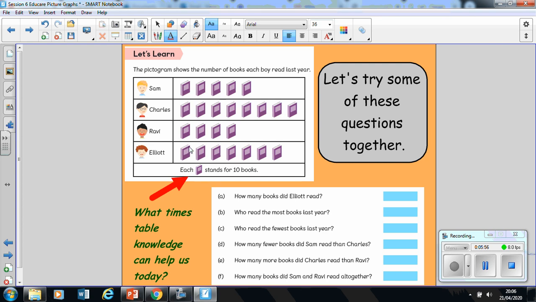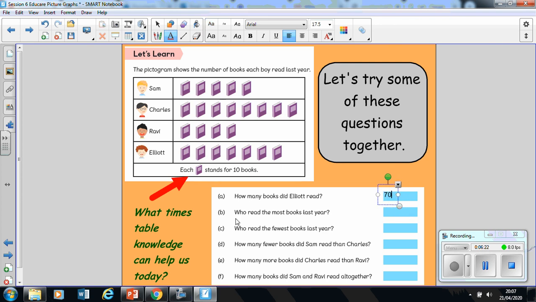One group of 10, two groups of 10, three groups of 10, four groups of 10, five groups of 10, six groups of 10, seven groups of 10. So 7 groups of 10 makes 70. That's right. So my answer there would be 70 for Elliot.